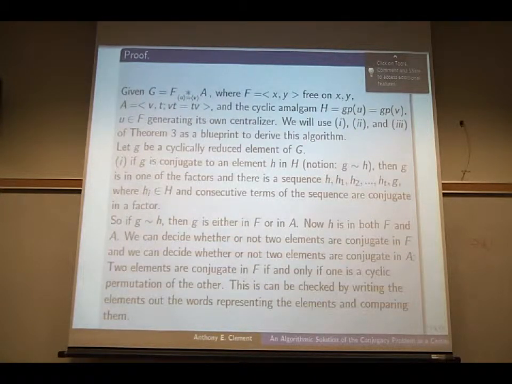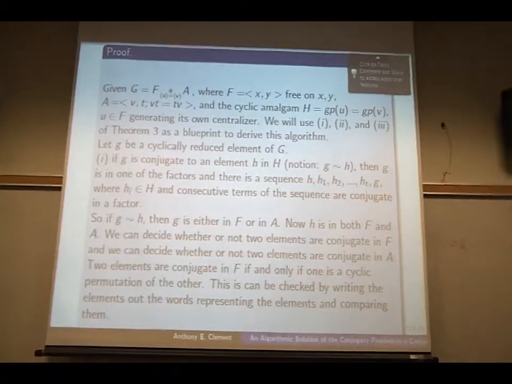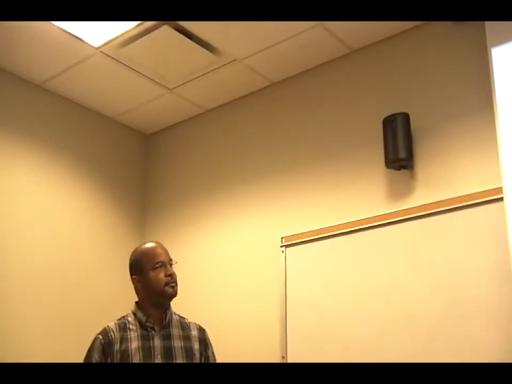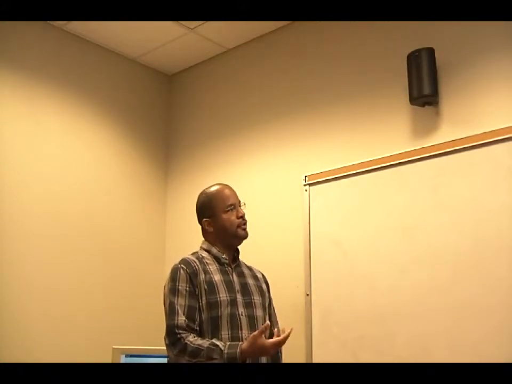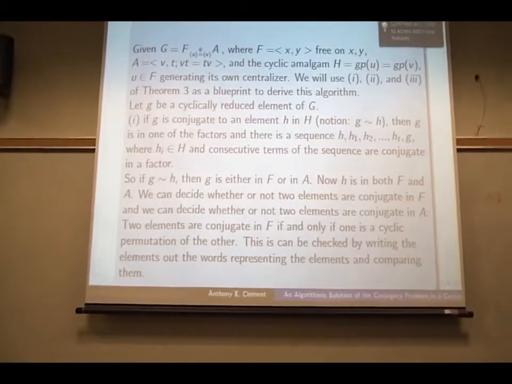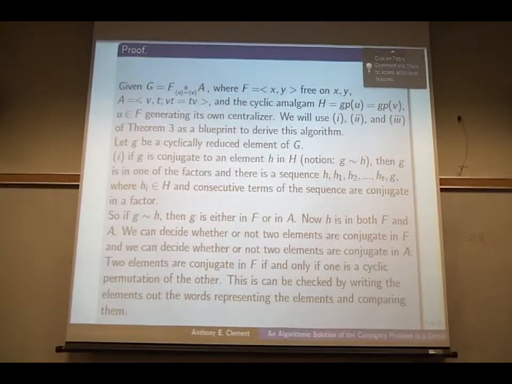So let G be a cyclically reduced element of the group. What it says is, if G is conjugate to an element H in H, then G is in one of the factors, and there is a sequence in H and G in the group, such that consecutive terms in the sequence are conjugate in a factor. So if G is conjugate to H, then G is either in, remember the factors, the free group or the free abelian group. Now H is in both F and A, because that's the amalgam. So we can decide whether or not two elements are conjugate in F, and we can decide whether or not two elements are conjugate in A, the free abelian group. So that's what part A says.